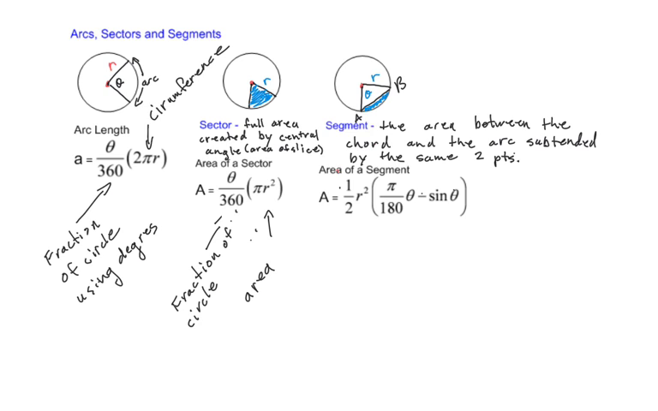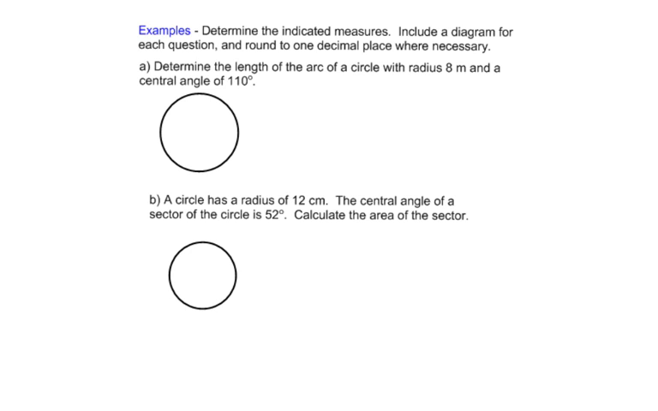I expect you to memorize all three equations: the arc length, the area of a sector, and the area of the segment. Now, we're just going to do some basic calculations using our equations. You'll need to memorize the arc length, the sector, and the segment calculations in order to do these problems. First problem says to determine the arc length of a circle with radius 8 meters and central angle of 110 degrees.